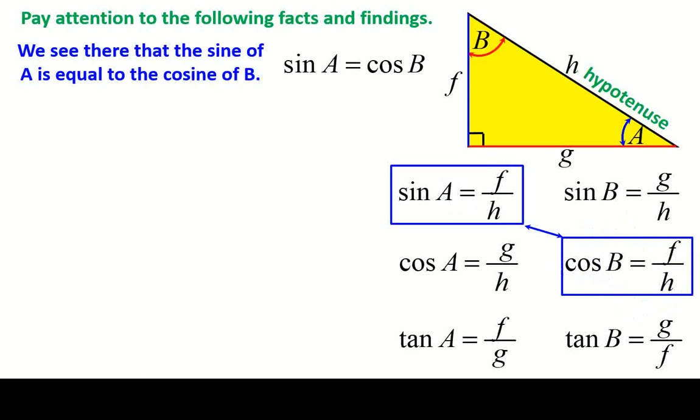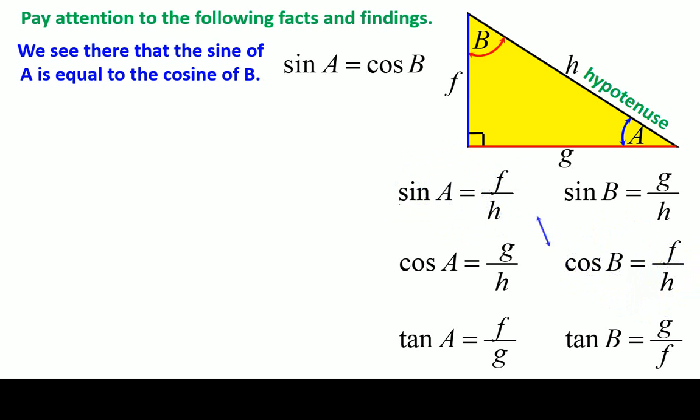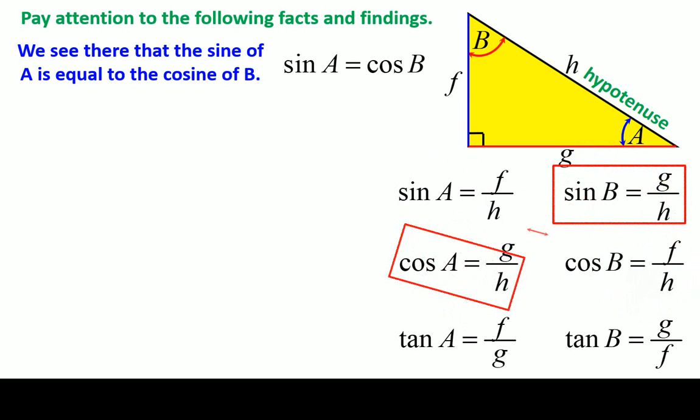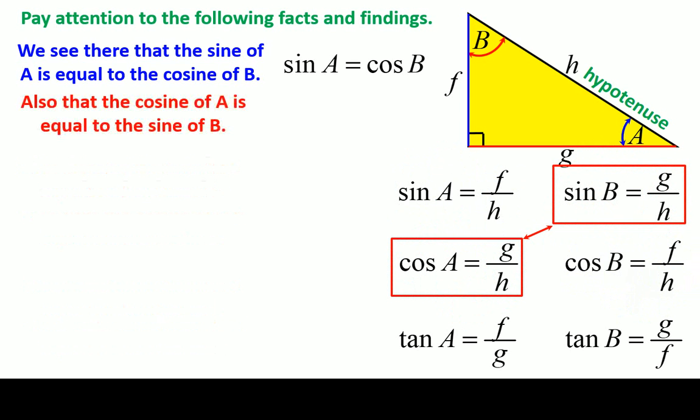And by now, you will see the other one, which is, no doubt, anticipated. Also, the cosine of A is equal to the sine of B. Cos A is G over H. Sine B is G over H. Cosine A is equal to sine B.